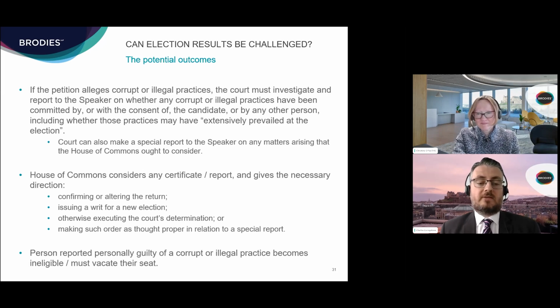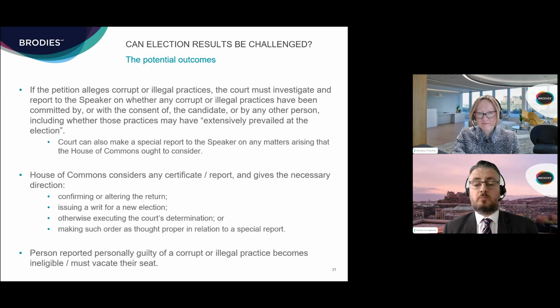The House of Commons then considers any certificate or report sent to them by the election court and gives the necessary direction to either confirm or alter the challenged return, can issue a writ for a new election, so if there was pervasive corruption, or otherwise do things to give effect to the court's determination, including making any order it thinks proper in relation to a special report where there have been corrupt or illegal practices.